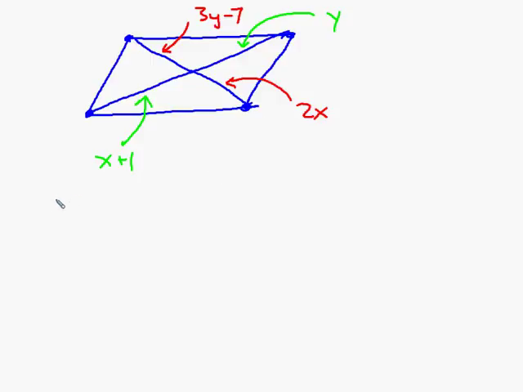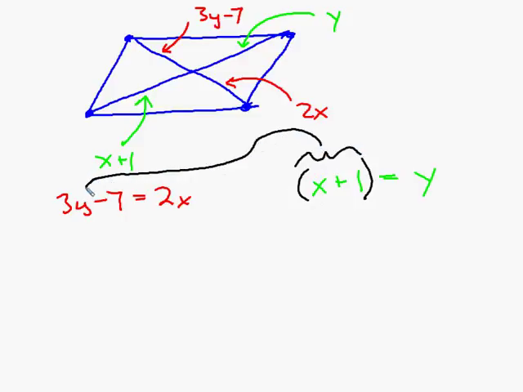They should equal each other, so 3y minus 7 should equal 2x. And the things in green, x plus 1 equals y. Okay. So now I have two different equations with two different variables. So from algebra class, we are going to have to solve the system. Notice that y equals the quantity x plus 1. Do you see that? I can take all of that quantity and put it in for y over here.